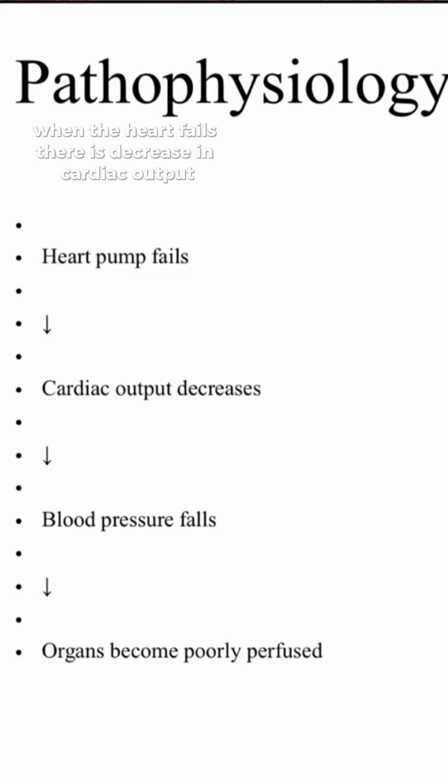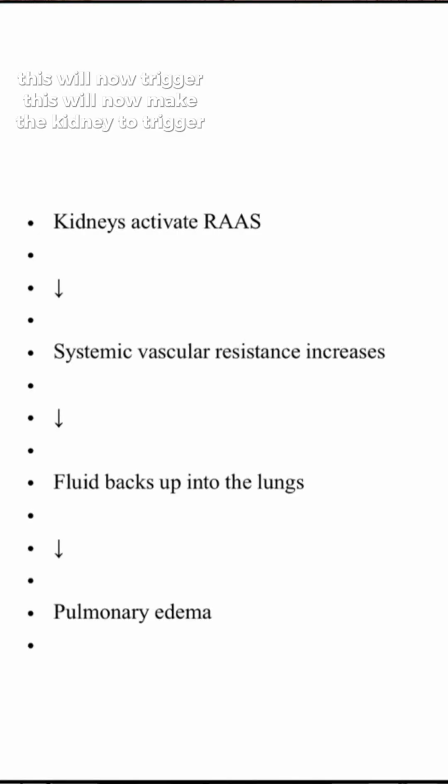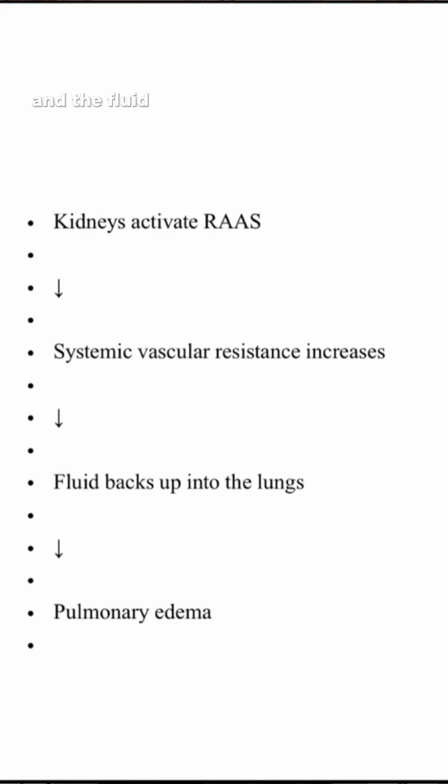In the pathophysiology of cardiogenic shock, what happens is that the heart fails. When the heart fails, there is a decrease in cardiac output, leading to a decrease in blood pressure. When there is a decrease in blood pressure, the organs are poorly perfused. This will make the kidney trigger RAS, the renin-angiotensin-aldosterone system. This system helps the body to absorb more fluid because there is poor organ perfusion. But when more fluid is absorbed in the body, it is detrimental because it will raise the systemic vascular resistance and the fluid will back up in the lungs.